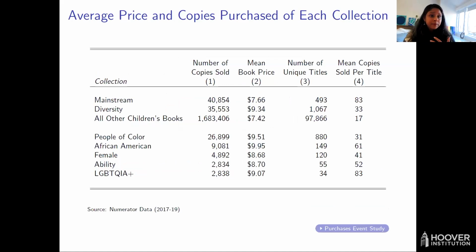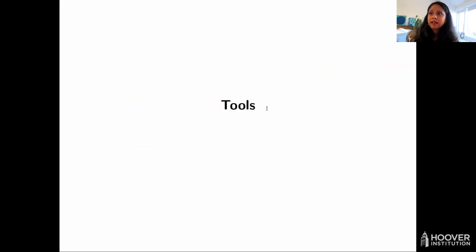Yeah. We also separately have data from the Numerator data set, thanks to the Kilts Center at the University of Chicago Booth School. And what that has is receipt level data. And so we can look at book purchases over time. And what we see is that there are more copies sold on average per title for mainstream books than diversity books and all other children's books. And you can also see that the mainstream books are just much more likely to be less expensive per book compared to the diversity book awards as well.